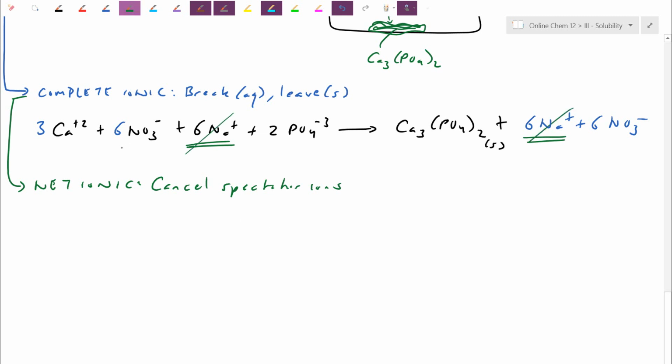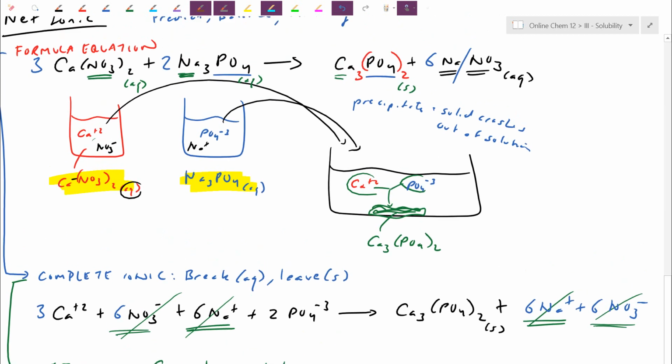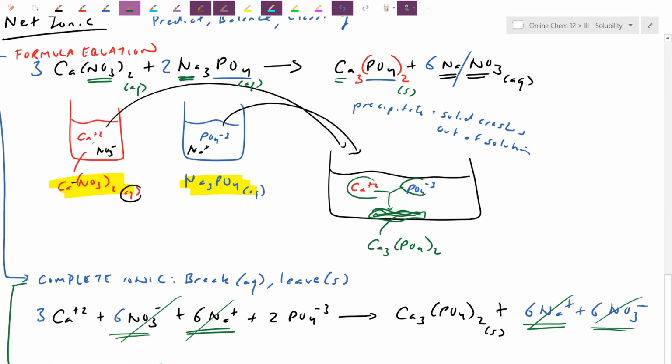Same thing with the nitrate here. I have 6 nitrates. I have another 6 nitrates over here. Those end up canceling out. They are identical before and after. The nitrates used to be swimming around in this bottle. The sodium used to be swimming around in this bottle. Even as you toss them together, it's a little bit misleading writing them as NaNO3. They're actually not bonded, or not holding hands. The nitrate ions and the sodium ions are swimming around just like they were before. They didn't participate in the reaction.